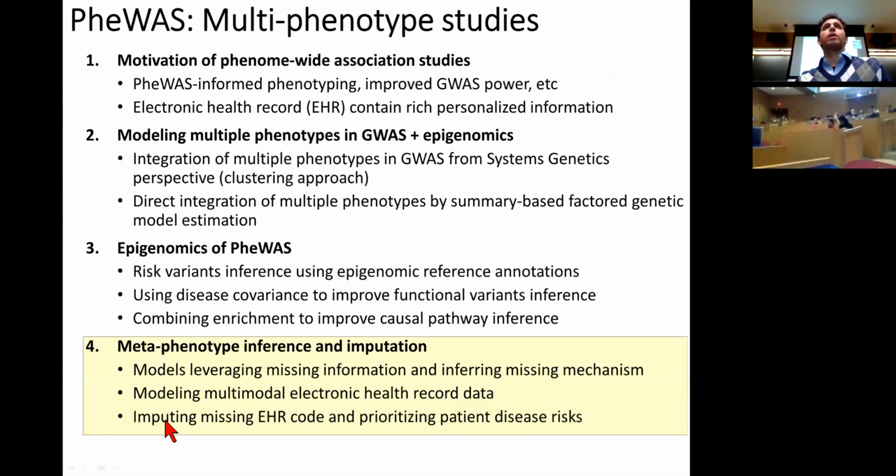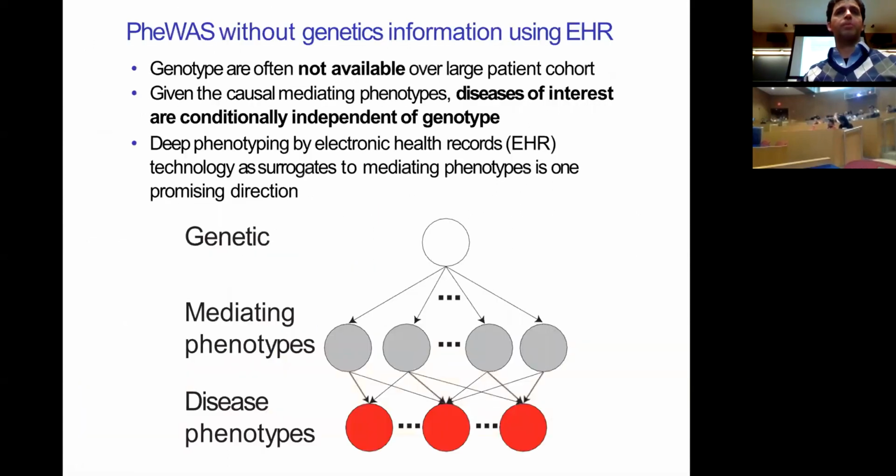The last part that I want to talk about today is the concept of inferring these meta-phenotypes and then imputing individual phenotypic variables using those meta-phenotypes. So in this particular case, we're not going to focus on genetics. We're only going to focus on the phenotypes that come straight from the electronic health record.